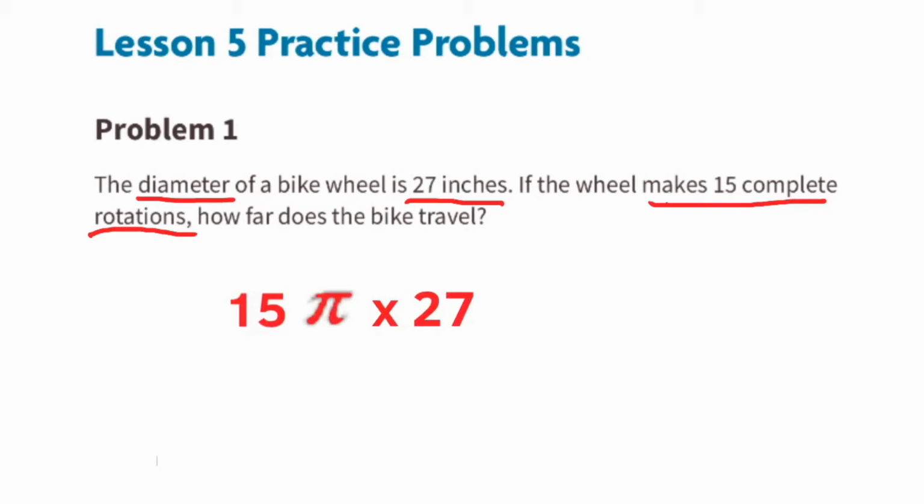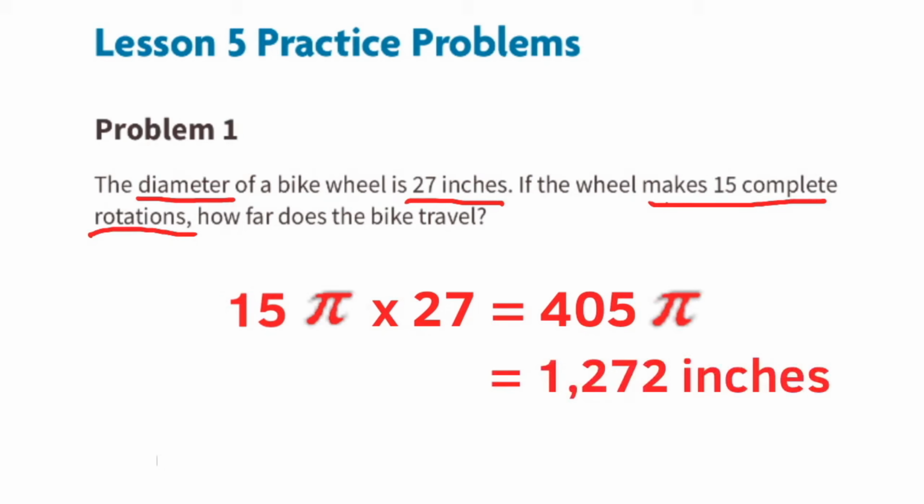15 rotations times pi times 27 inches. 15 times 27 is 405. 405 times pi is 1,272 inches. The bike would have traveled 1,272 inches, which is equal to 106 feet.